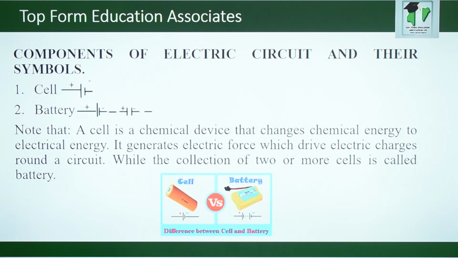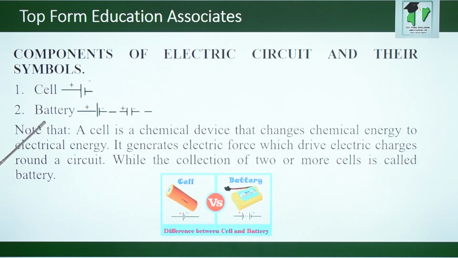Now, components of electric circuits and their symbols. What are the components? We have mentioned them. Number one, you have the cell. This is the symbol. This long line here shows the positive terminal. Look at this. This is only one cell. Only one of them is called a cell. More than one, two of them combined together, we call it the battery. Is that okay? Now you can see this is the symbol. The longer line here shows the positive terminal, while this shorter one here is the negative terminal. Is that okay?